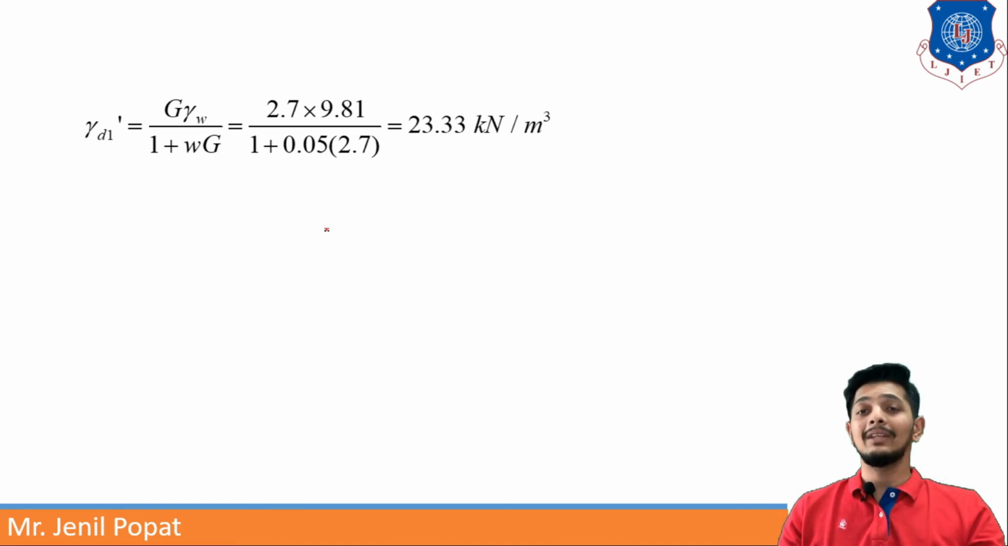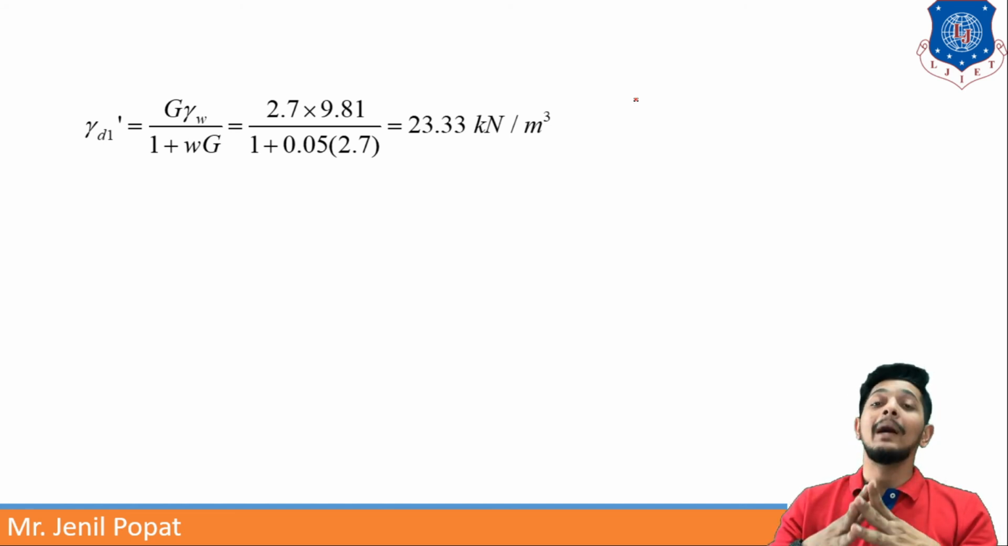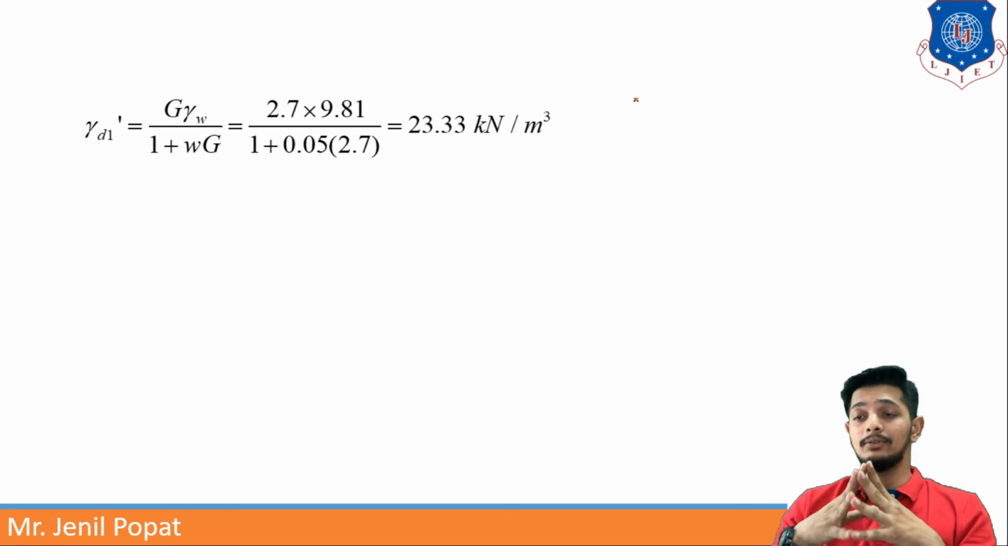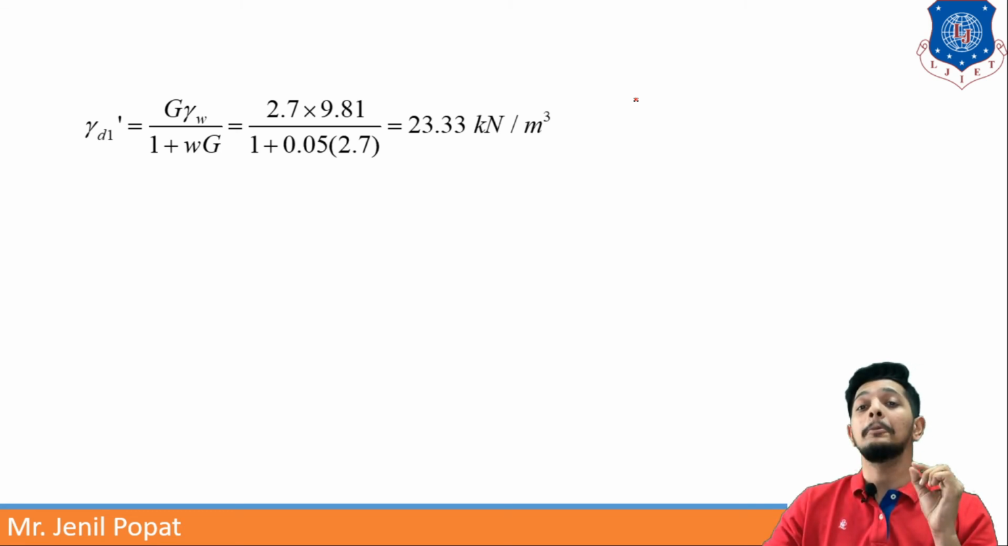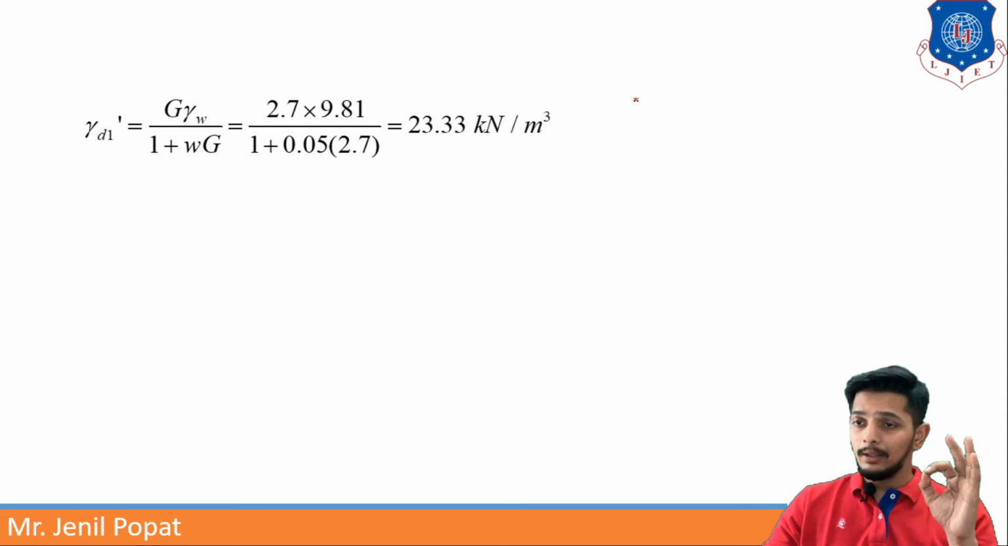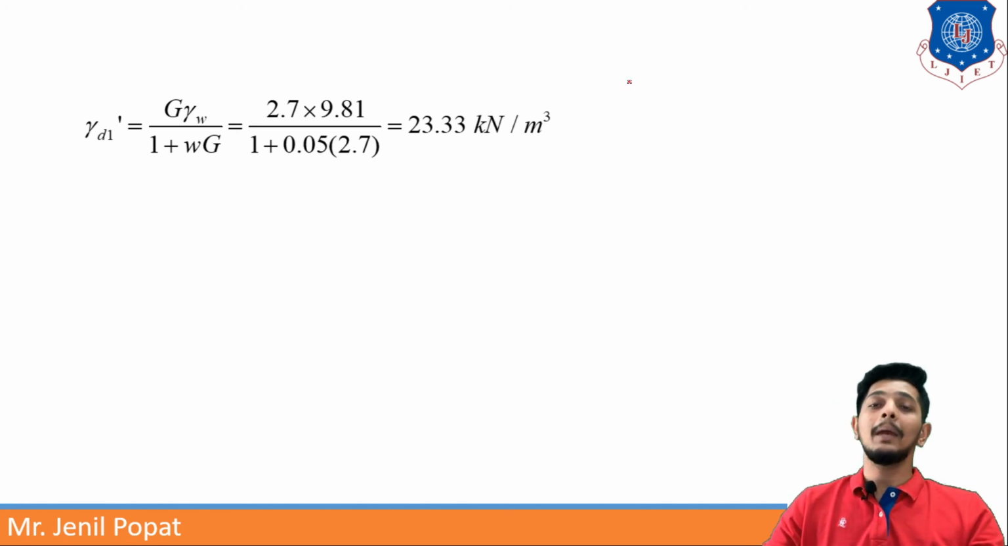Let us move forward to the further calculations. Now, I am finding out gamma D1 dash. What is gamma D1 dash? Here in the problem, I was told to find out the condition for full saturation. For full saturation, I am putting Sr as 1 and finding out the zero air void line points. When we plot the graph, you will get to know what I am telling. So for the first point, gamma D1 dash, I'll put Sr as 1, w from the first cell of the table, and gamma w and G values as given. So gamma D1 dash is 23.33 kilonewton per meter cube.